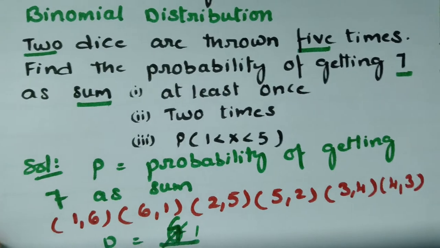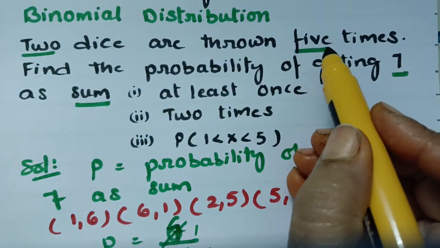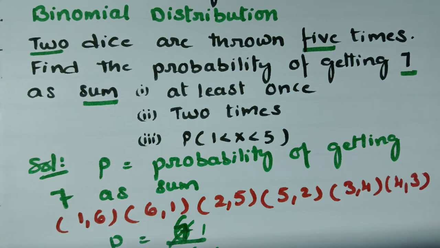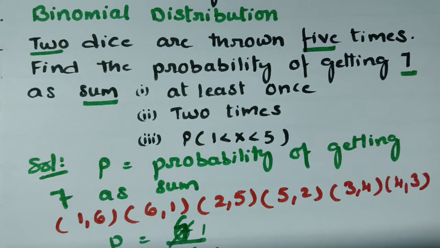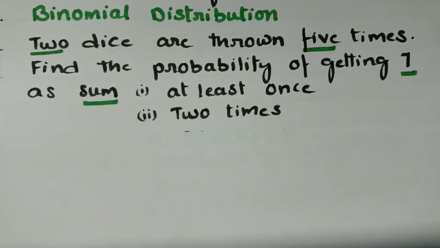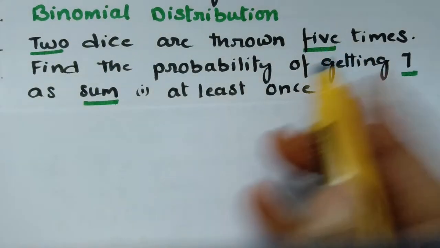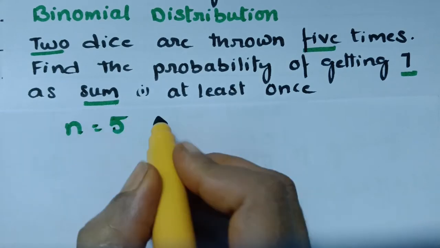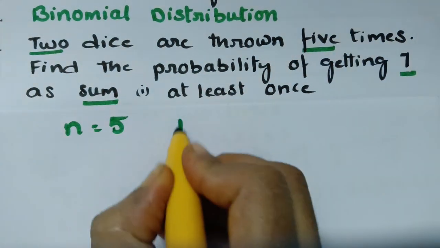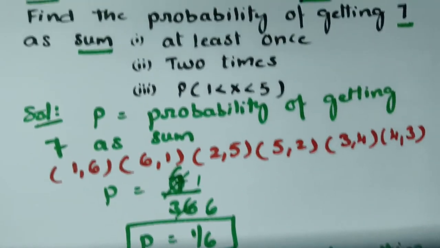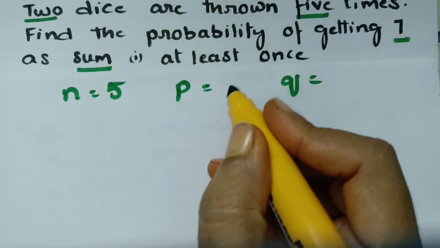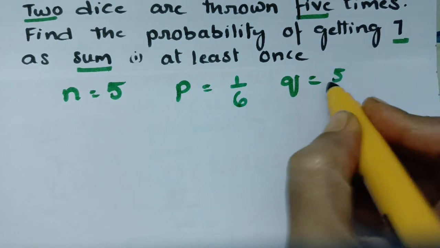Coming to this question, 2 dice are thrown how many times? 5 times. Your n value is equal to 5. And find the probability of getting 7 as sum at least once. At least once means maximum 5 times. So here n is equal to 5, and we just found P is equal to 1/6 and Q is equal to 5/6.